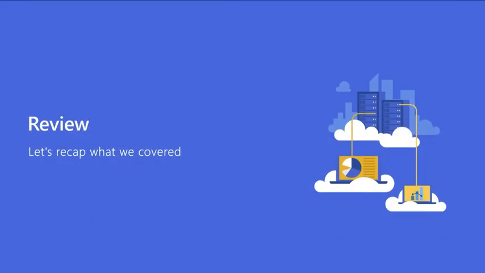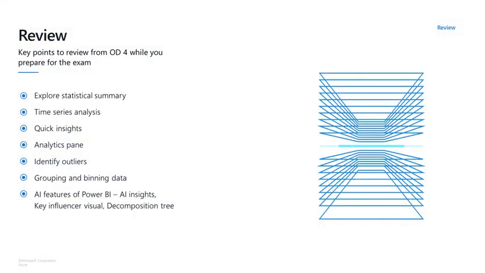So let's review what we covered as part of Objective Domain 4. We explored the statistical summary that's available in Power BI that you can use in certain visualizations. We talked about time series analysis as well. We touched on Quick Insights and the Analytics pane and how you can use the Analytics pane in different scenarios. We also talked about how to go about identifying outliers. Then we also touched on grouping and binning data. And then we called out certain AI features like AI Insights, Key Influencer visual, and Decomposition tree. With that, let's conclude OD4.